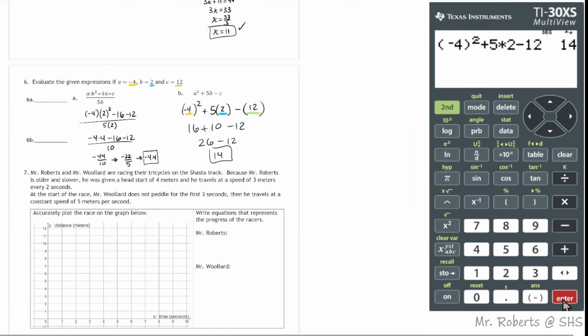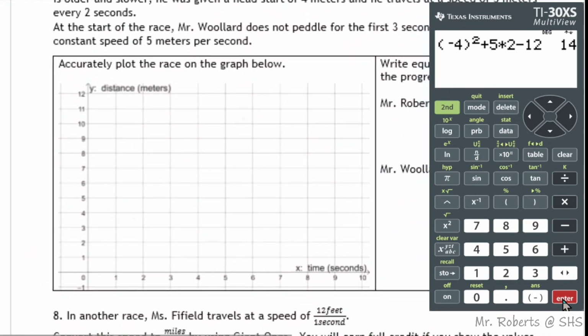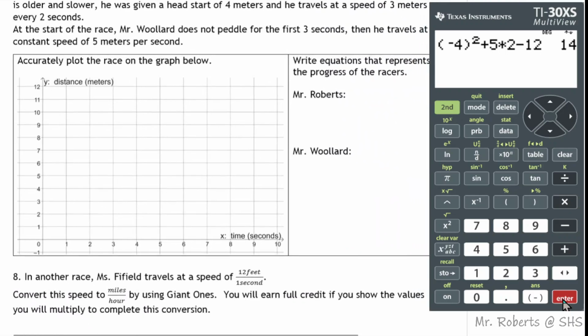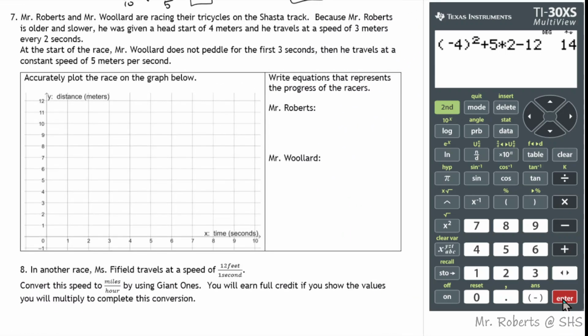Right, final question. Oh, nope, I lied. Final two questions. First one, it says, Mr. Roberts and Mr. Woolard are racing their tricycles on the Shasta track. Because Mr. Roberts is older and slower, he is generously given a 4-meter head start, and he travels at a speed of 3 meters every 2 seconds.